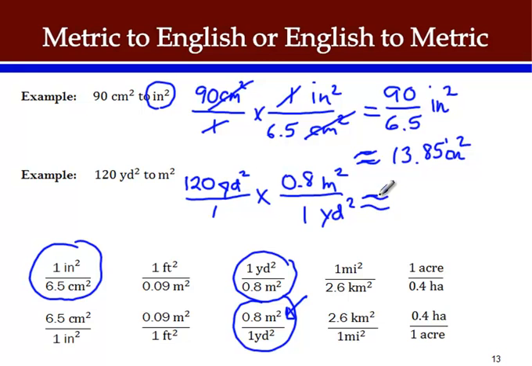So it's okay to use the approximately equal to. Just be sure, again, you pay attention to the rounding directions. Square yards are now going to be converted out, and I'll be left with 120 times 0.8 and square meters. So multiply that out to get 96 square meters.